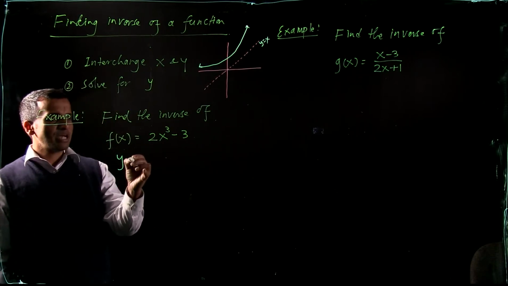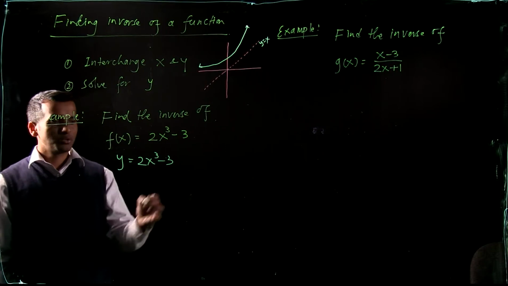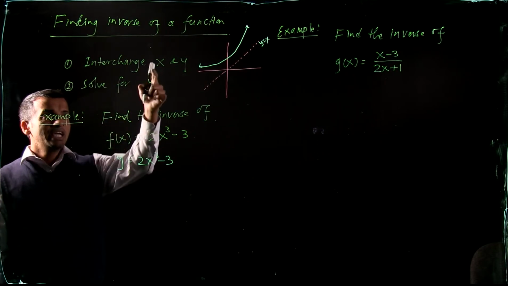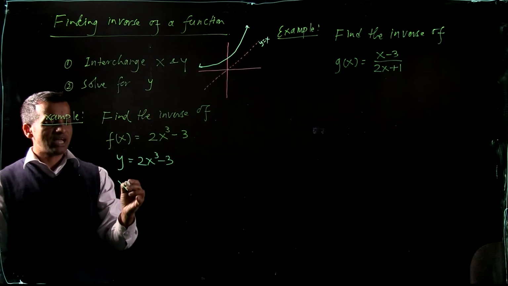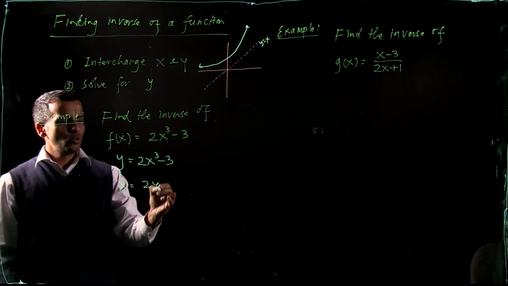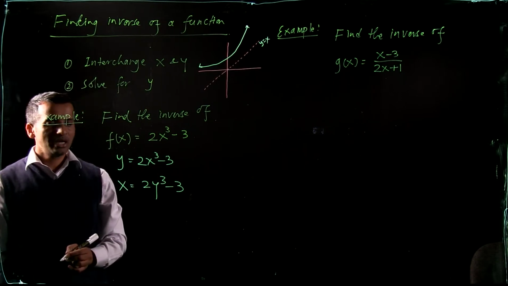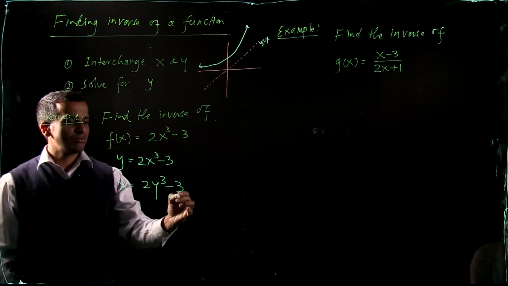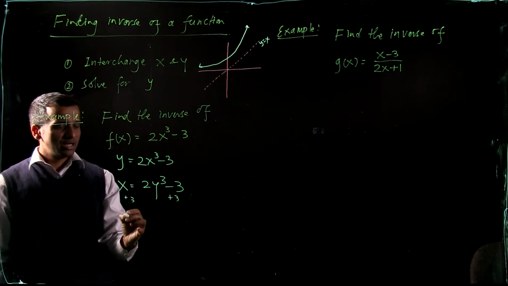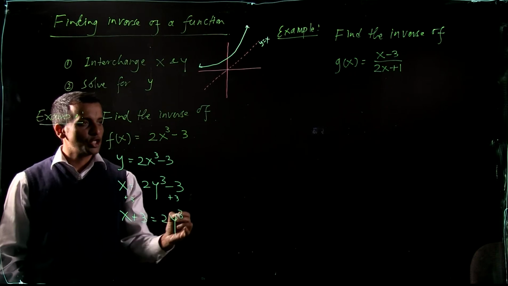So this is y equals 2x cubed minus 3. Now the first step is to interchange x and y. You replace x by y and y by x. You write x equals 2y cubed minus 3. Now next, you solve for y. How do you solve for y? You add 3 on both sides. You get x plus 3 equals 2y cubed.